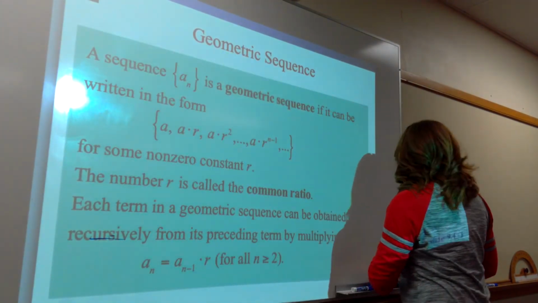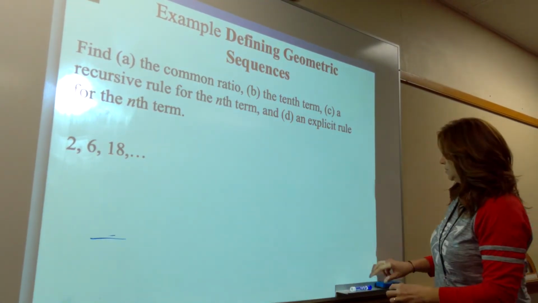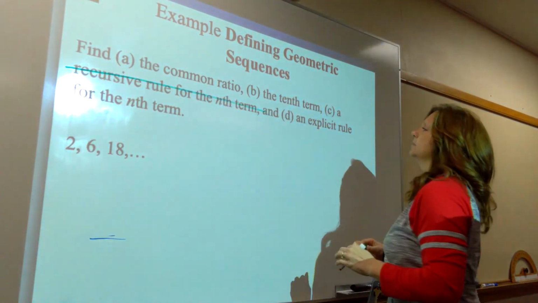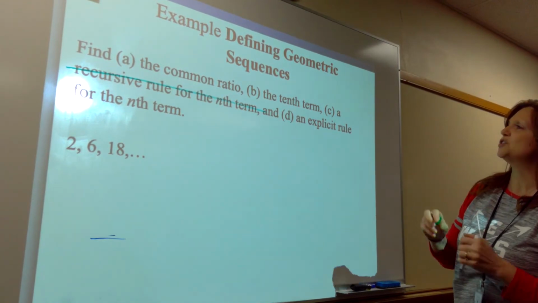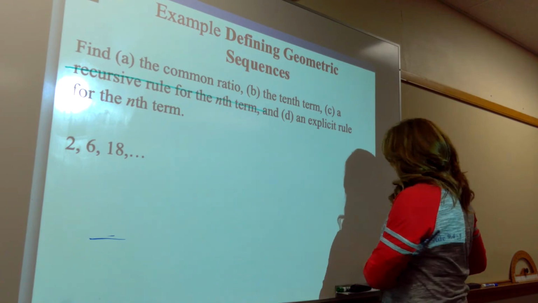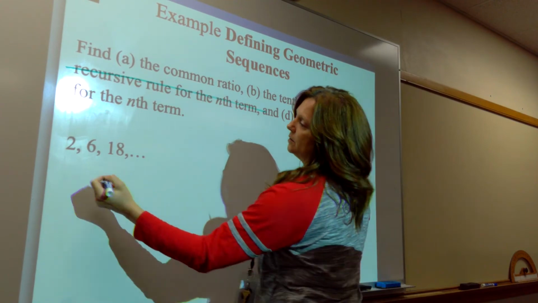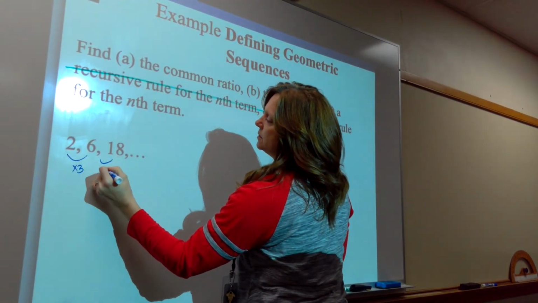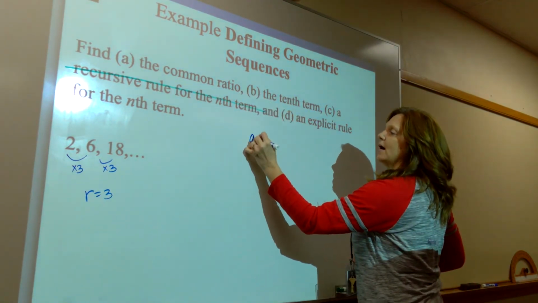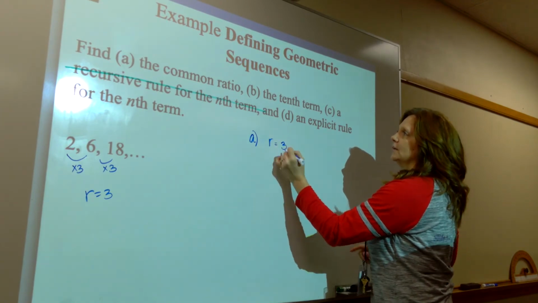So this example, and again, we're going to skip the recursive, so don't worry about that. We're going to do common ratio, the 10th term, and an explicit rule. Looks like we're multiplying by 3, doesn't it? Times 3 times 3. So r is 3. That takes care of part A, the common ratio. r equals 3.